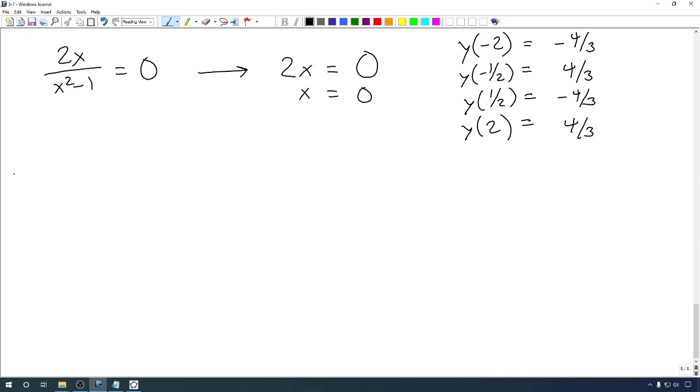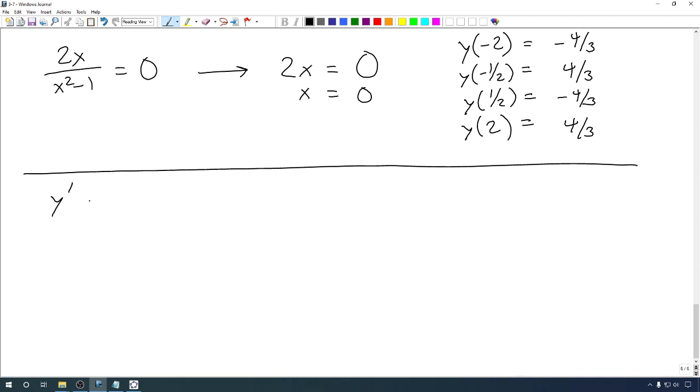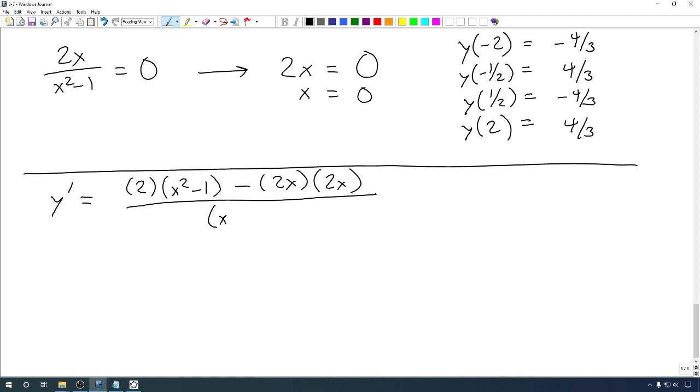Let's move on to the first derivative. Well, first of all, we need to differentiate it. What is the derivative of our function? What is the derivative of this fraction? Well, we're going to have to use the quotient rule. So we're going to take the derivative of the top times the bottom minus the top times the derivative of the bottom. The derivative of x squared minus 1 is 2x. All over the bottom squared.